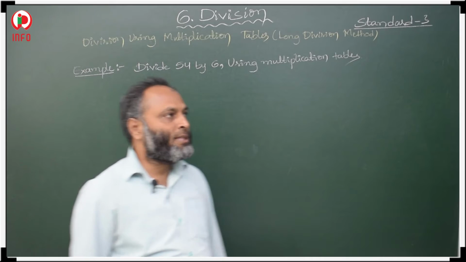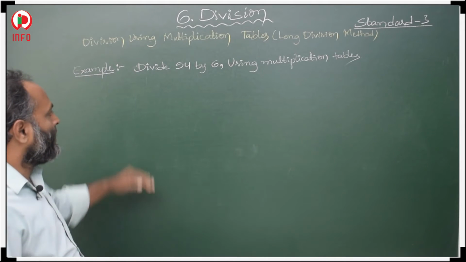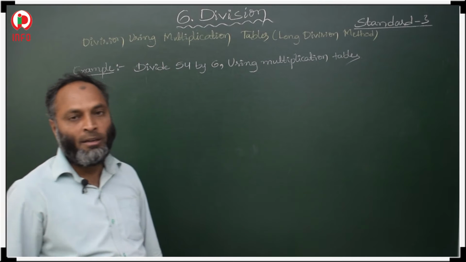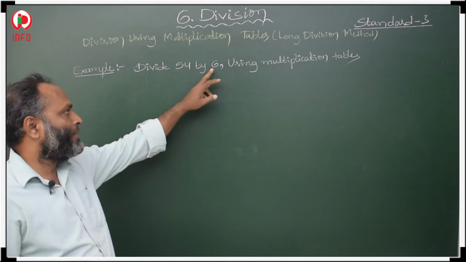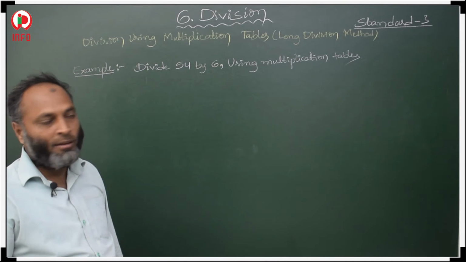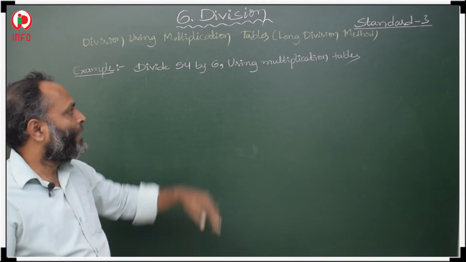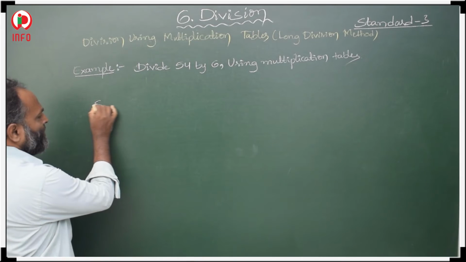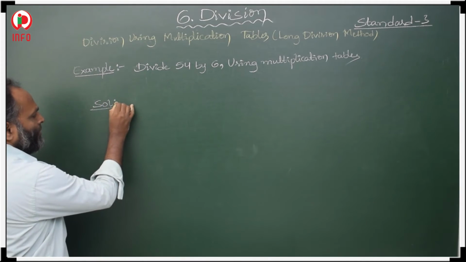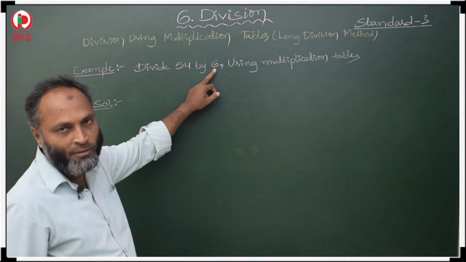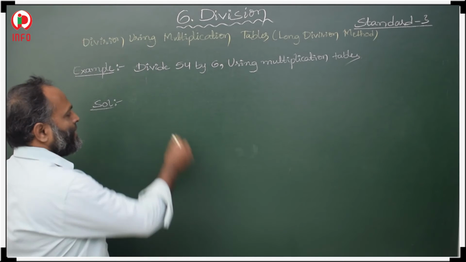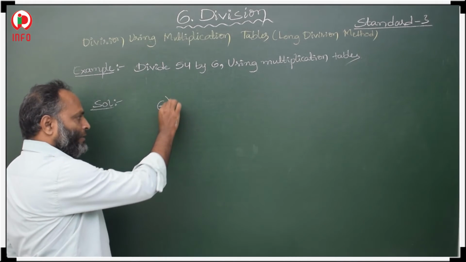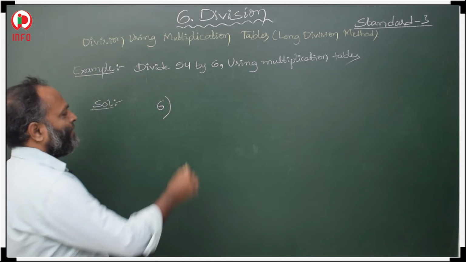Okay. Now, see here in the example, what he has given: divide 54 by 6 using the multiplication table. Which table? We have to take the 6 table. With the 6 table, we have to divide 54. Then in the solution, how to take? First, this is the divisor, so we are going to divide with 6. This 6 is called the divisor. We have to draw like this. Then after that 54.